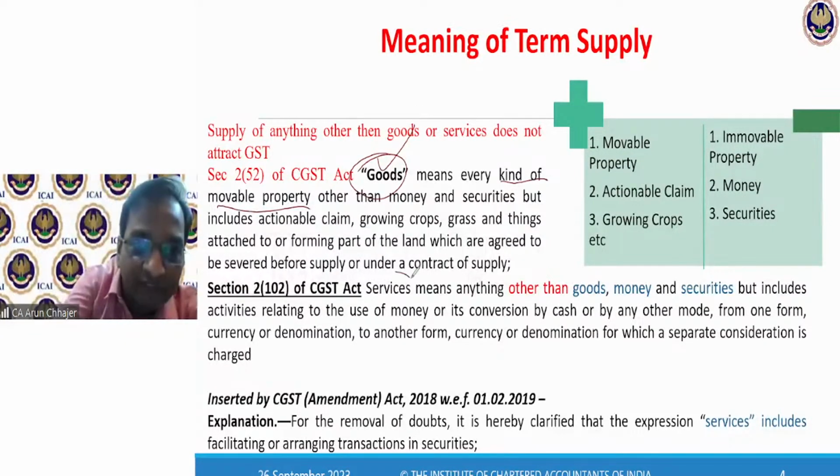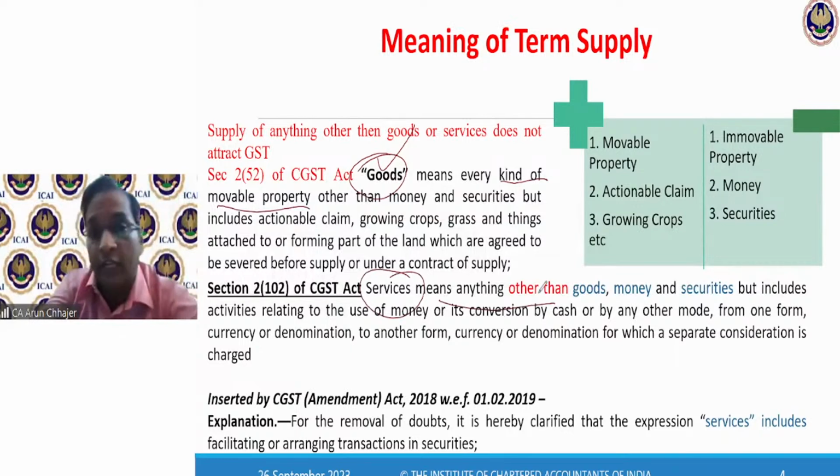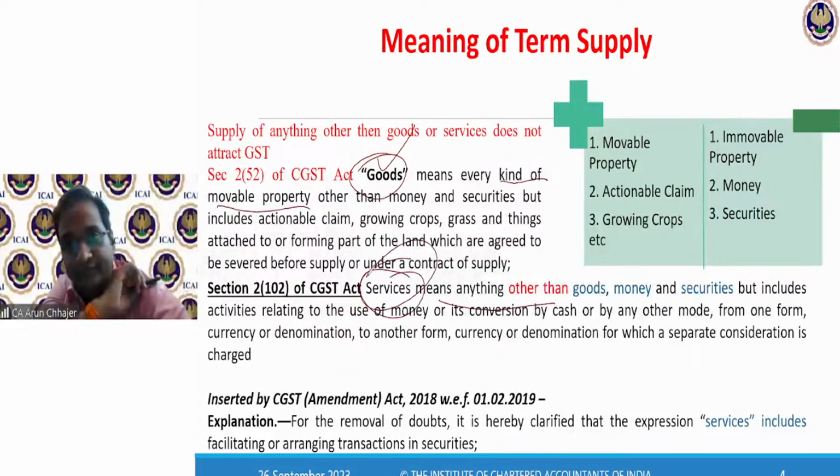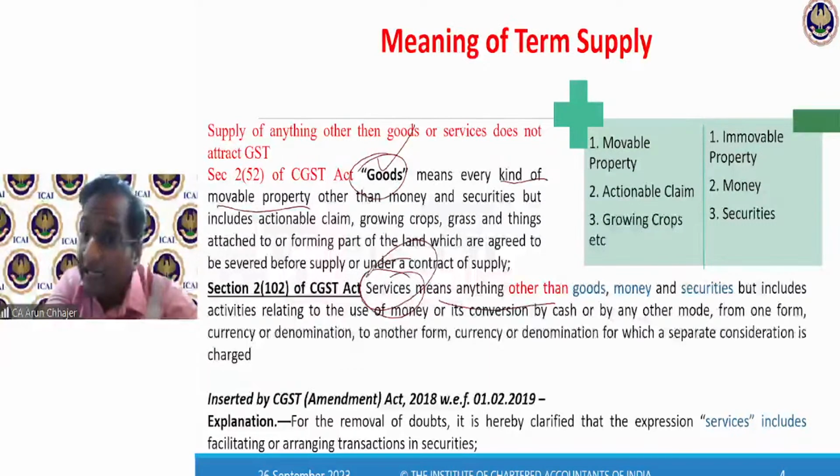Now read the definition of service. Service means anything other than goods. So if GST would like to tax immovable property, they can tax only in the name of services. That is the reason renting of immovable property is taxable. Under construction sale of property is taxable by saying supply of service. Under construction immovable property is taxable by saying the construction service.